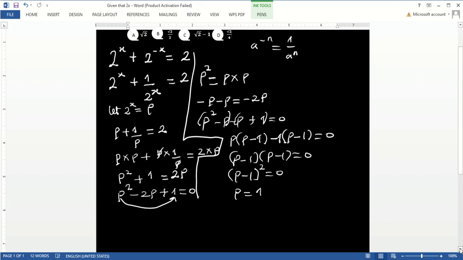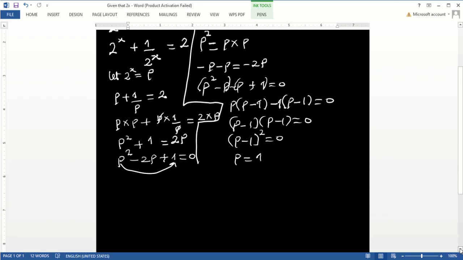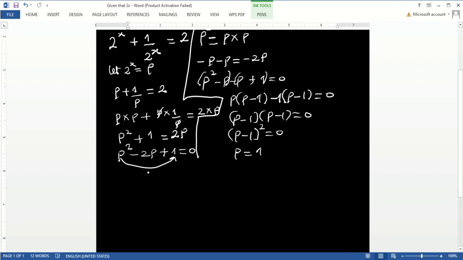Since we are able to obtain the value of p, now let's go back to our statement, because we said that let 2 raised to the power of x is equals to p, but now p is 1. Now how do we do that? To obtain the value of x, we know from indices, we can also say that this 1 is the same thing as 2 raised to power 0. So if we equate the power, we see that the value of x is equals to 0.